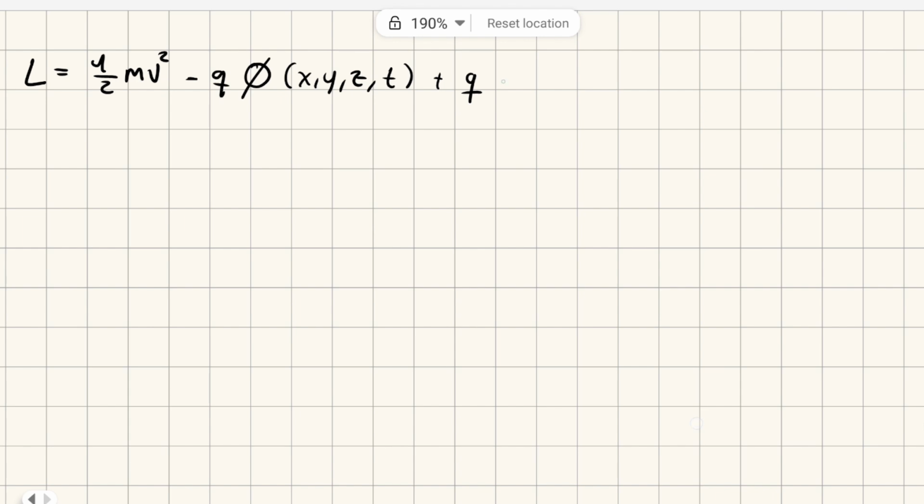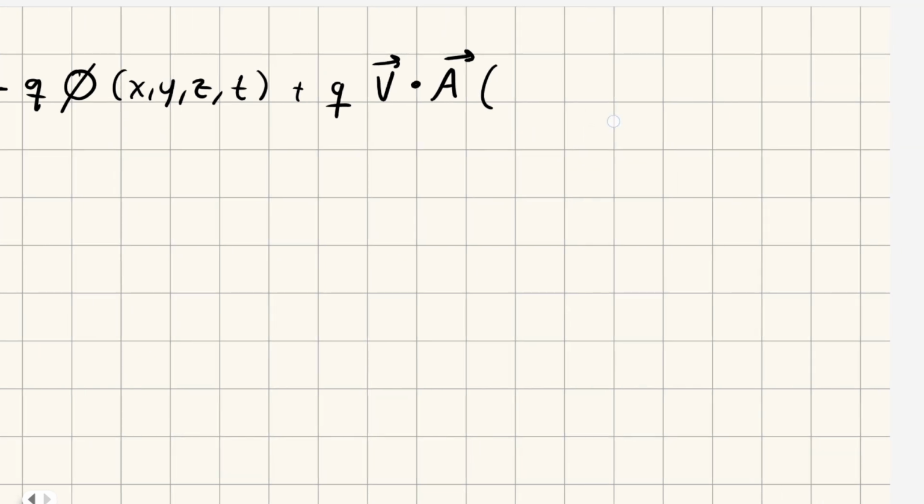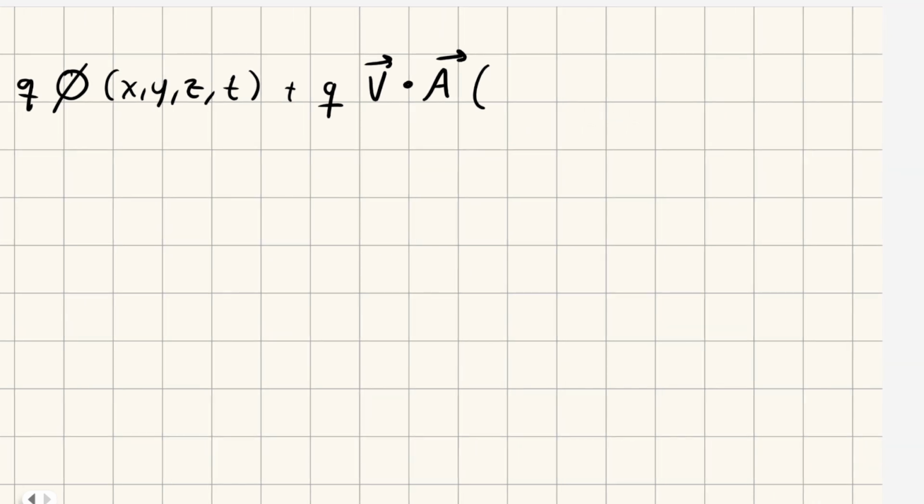the electric influence. So let's say that we are going to define the Lagrangian L as 1/2 m v squared minus q, that is going to multiply a scalar potential phi of x, y, z, t, and then plus q times v dot A. And here A is the function known as the vector potential.